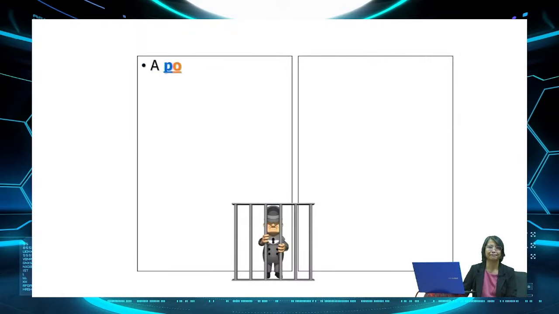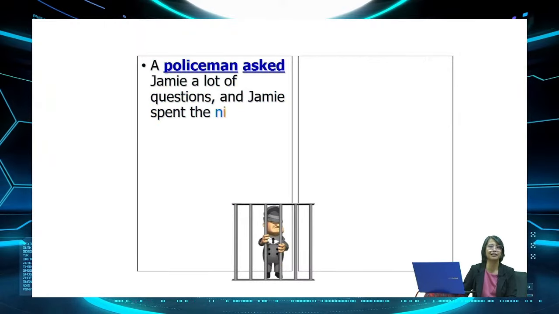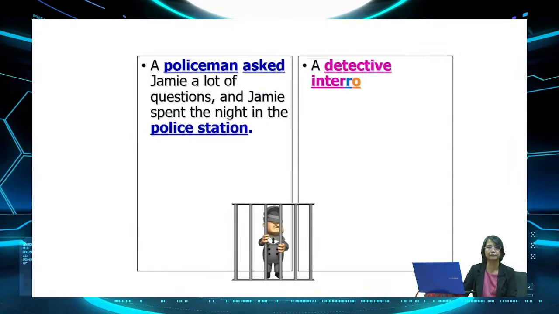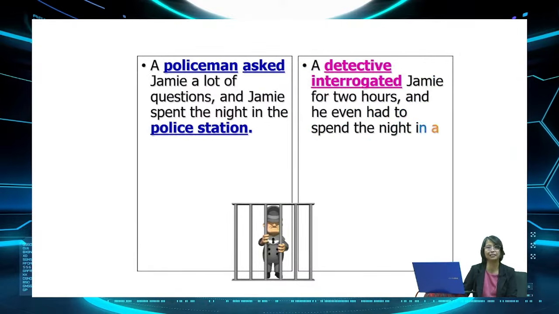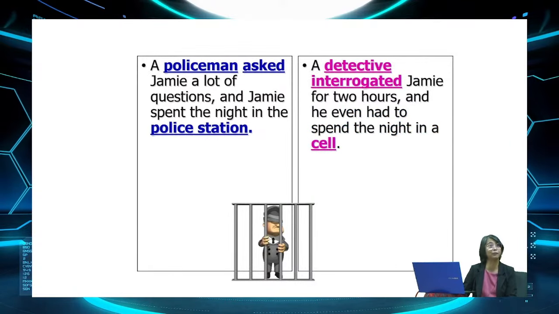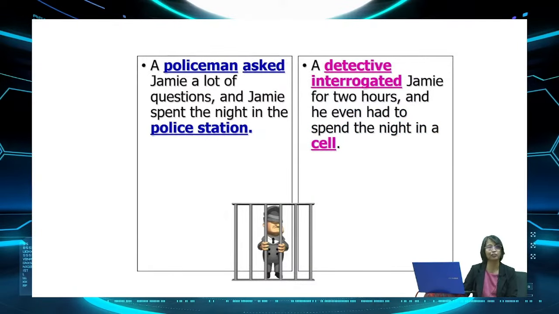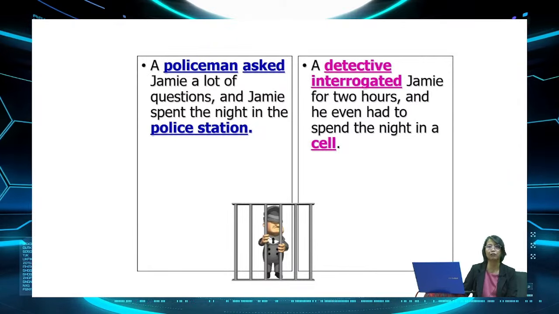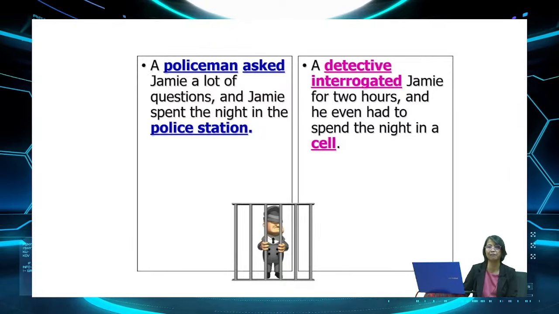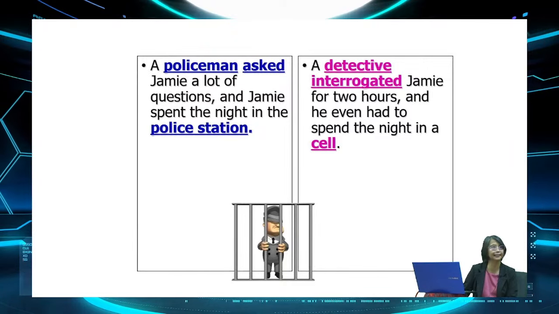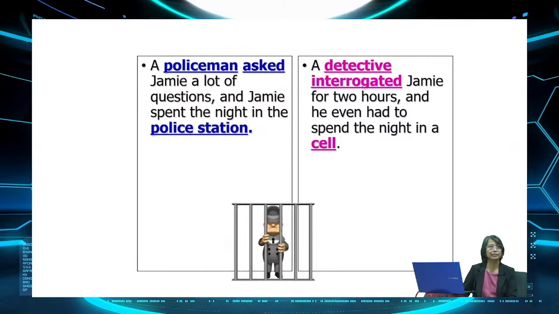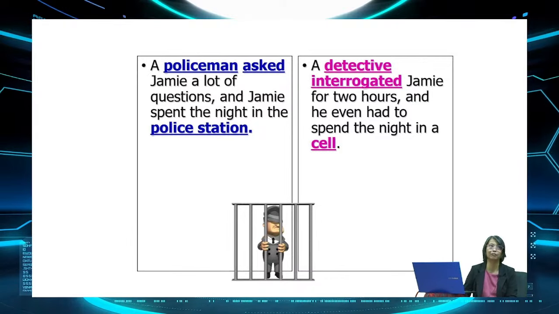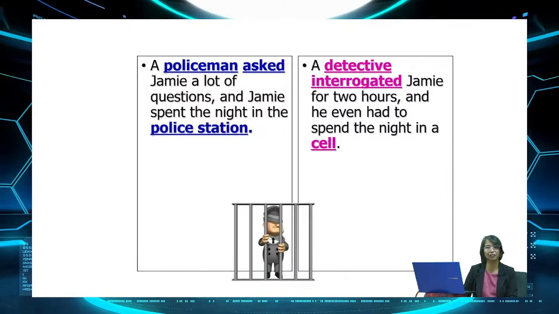Okay? A policeman asked Jamie a lot of questions and Jamie spent the night in the police station. So for policeman, if you can use the word detective, you probably will get higher marks, okay? Not only just policeman, a detective interrogated Jamie for 2 hours and he even had to spend the night in a cell. Okay, so this is British English, whereby you use the word cell. I think for Americans, they will use lockup, okay?